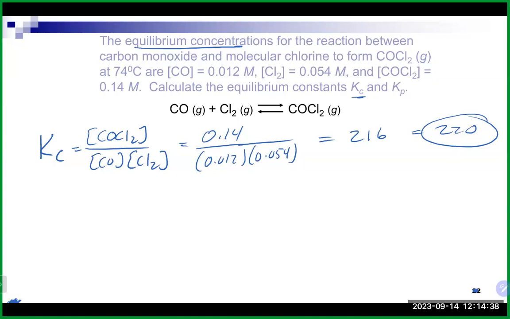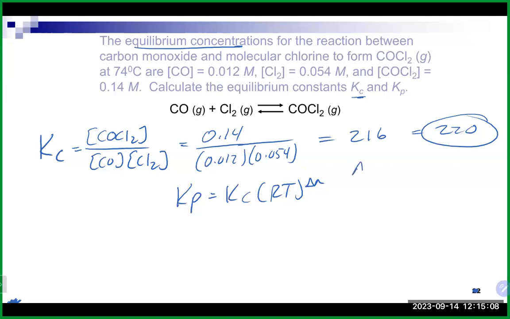By the way, this would mean we mainly have products, again because that's a fairly large equilibrium constant value. So we should mainly have products at that point. Now that we have it, we could use that other formula that we had earlier to go from our Kc to our Kp value. And that was Kp is equal to Kc times RT to the delta n.